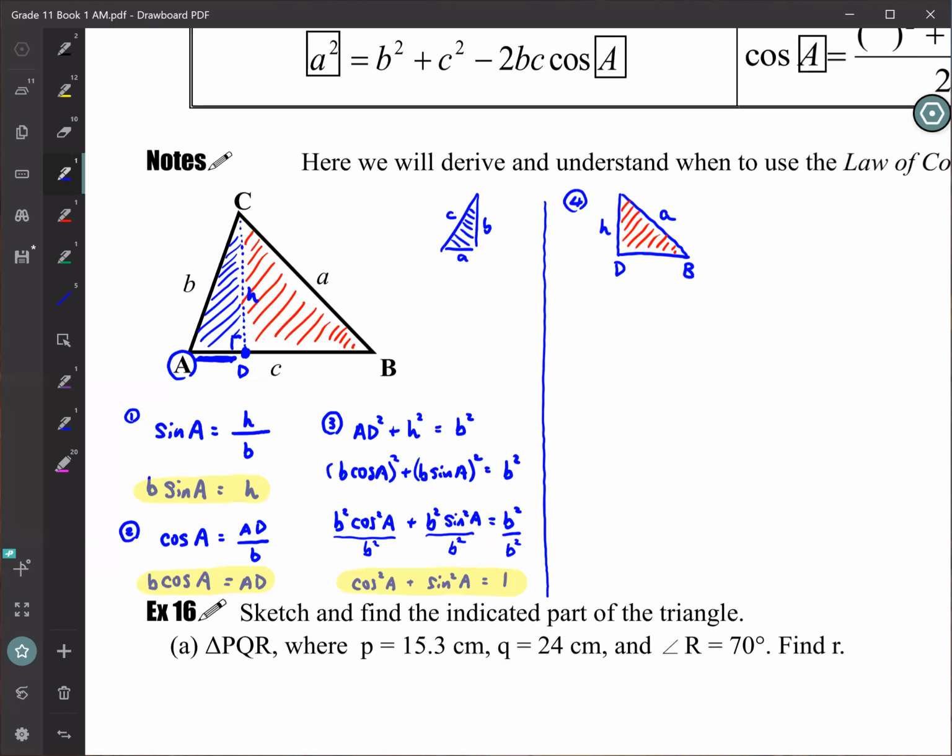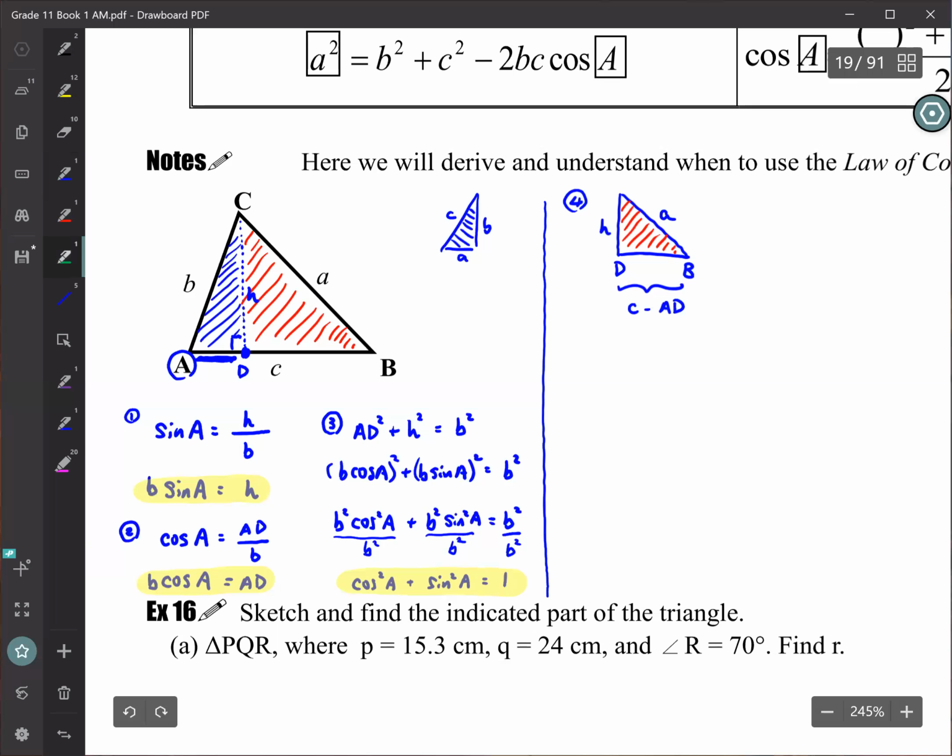Okay, D to B is part of C. Okay, remember the side C from the big triangle? This part, D to B. This is taking the C minus AD. Is that too confusing? Side C is the whole thing.